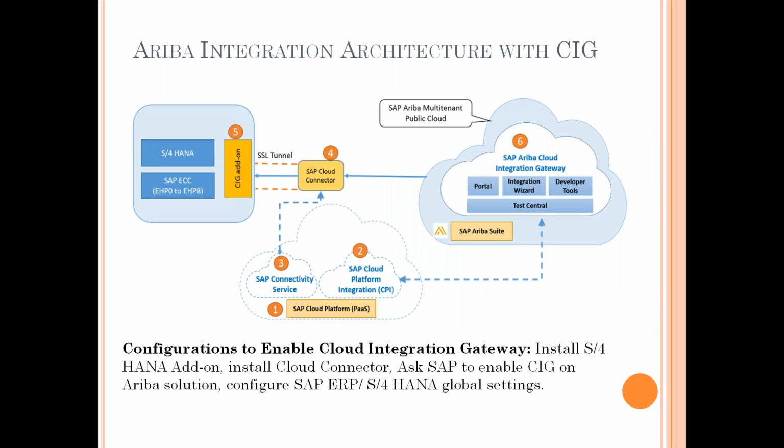And coming to your CIG, this is how the CIG will be connected. First of all, the add-on will be installed in the ERP system. CIG will be enabled by SAP itself, and they will hand it over to us, and we just have to work on it. So here you can see that in S/4HANA or ECC, there will be an add-on which will be installed.